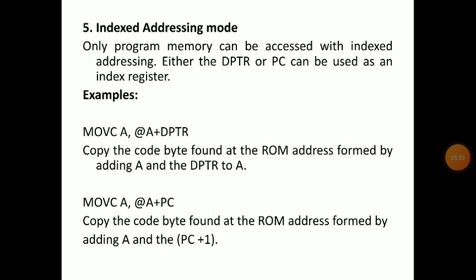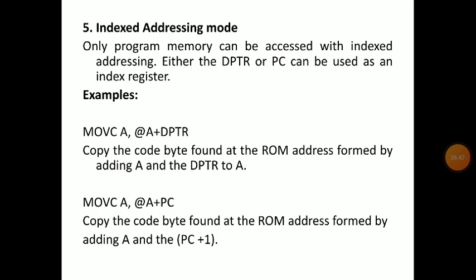Examples are MOVC A, @A+DPTR. Yes, it is allowed, because it will copy the code byte found at the ROM address formed by adding A and the DPTR to A. MOVC means move code, copy. The address from which we have to copy is found by adding A and the DPTR.